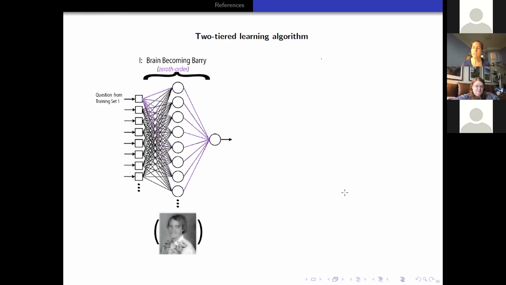We use a two-tiered learning approach here. Let me explain to you first the first stage. It's called brain becoming Barry, or creating a 0th order approximation to Barry. This is stage 1.